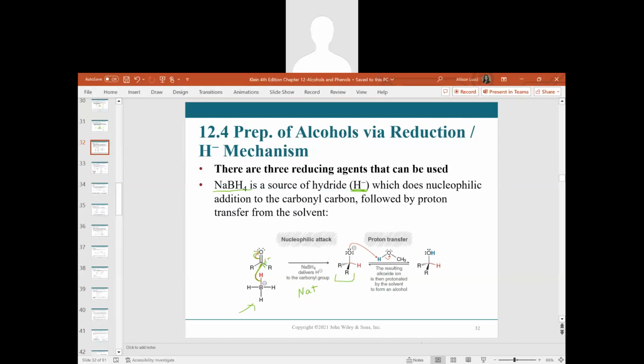Then we protonate through proton transfer. We have our methanol solvent used here. We have our proton transfer. Remember, that's always a 2 curved arrow mechanism. And then we generate this alcohol. So depending on your solvent, that's your source of proton transfer.